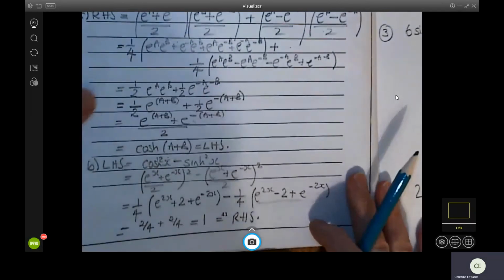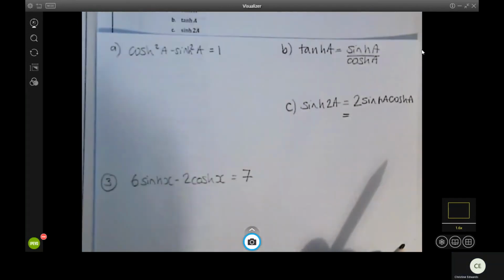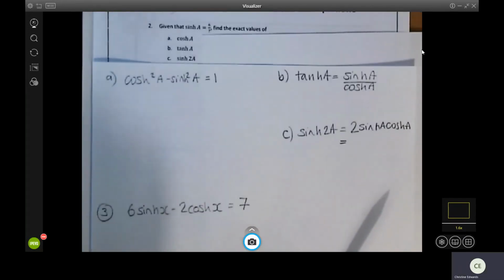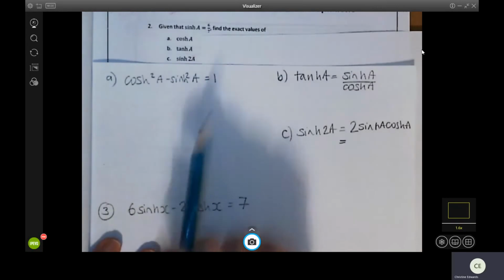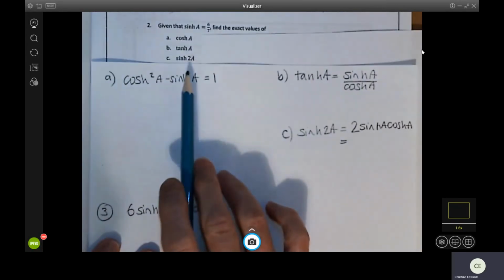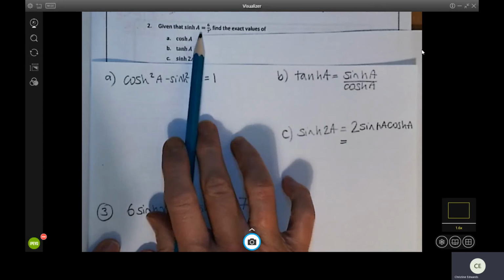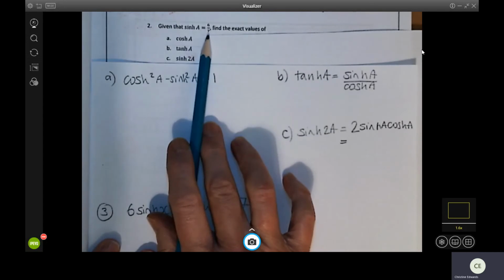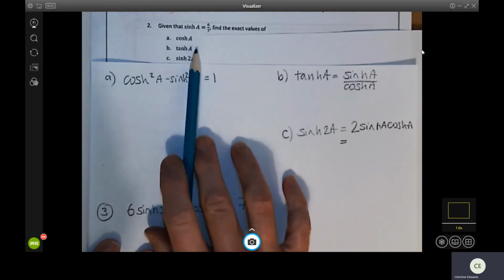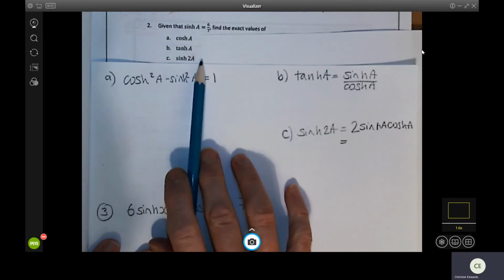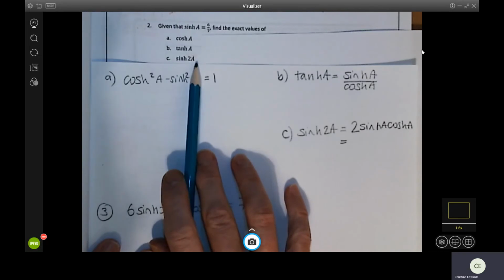Let's move on to using some identities. So, question 2 gives me a value for sinh of a as 6 over 7, and I'm going to be asked to come up with cosh of a, tanh of a, and sinh of 2a.